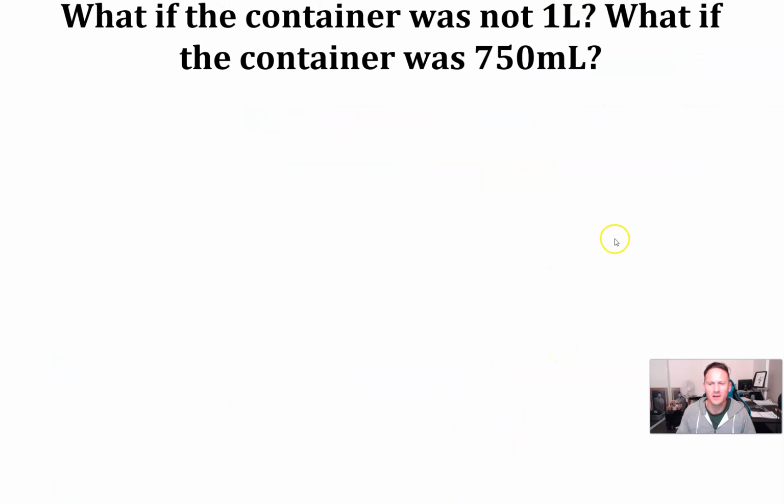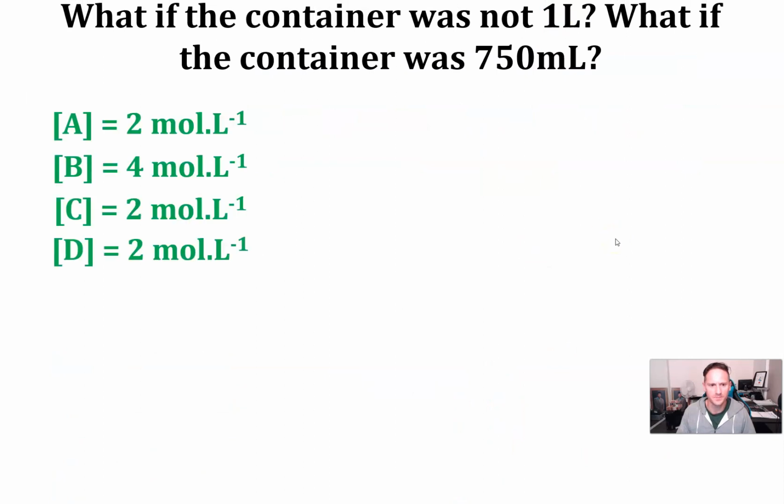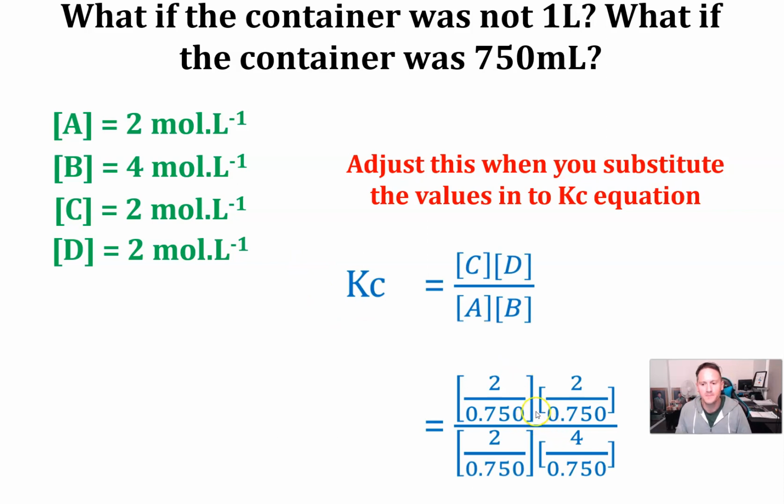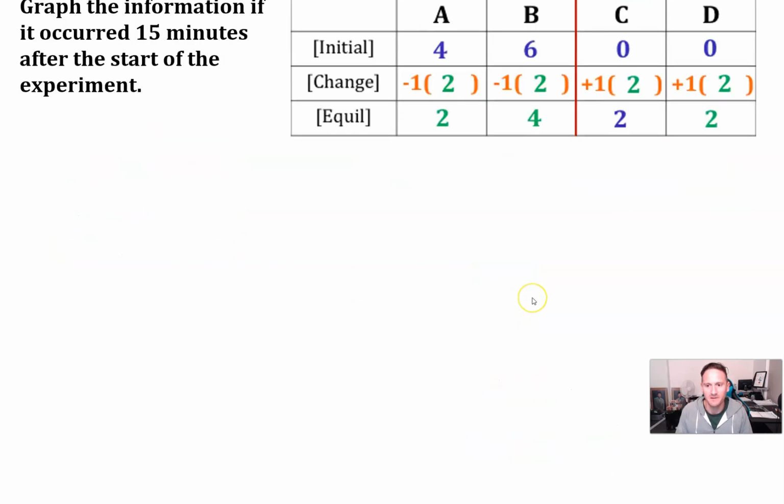So what if the container wasn't 1 litre? What if it was 750 ml? We adjust this when you substitute the values into the Kc equation. So what we would do here is, instead of just having the numbers that we obtained from the previous chart, now realistically that should say moles, but that's okay. What we would do is concentration equals number of moles divided by volume, so you would be putting that in there. What's the answer going to end up being? It's going to end up being the same thing because the ratios are the same, but it would change that value for concentration.